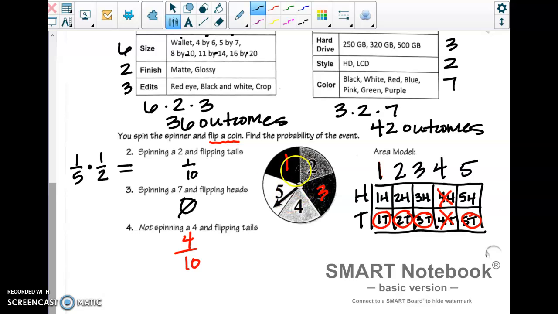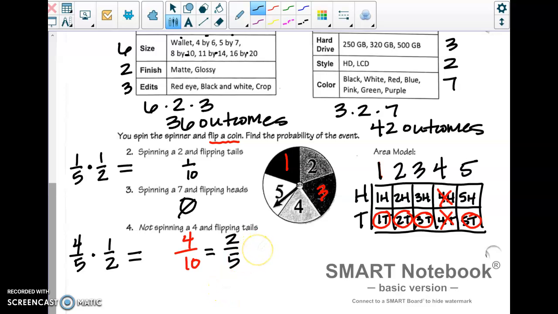Another way I could have gotten that is to look at the spinner, and on the spinner there are 1, 2, 3, 4 numbers out of 5 that are not a 4, times tails on a coin is 1/2. Notice how if I multiply those probabilities together, remember multiply fractions is the best one because you just multiply straight across. 4 times 1 is 4, 5 times 2 is 10, or you can get that from the area model. You have a 4/10 chance. If I want to make that answer a little bit better, I could simplify that. You have a 2/5 chance of that outcome happening.